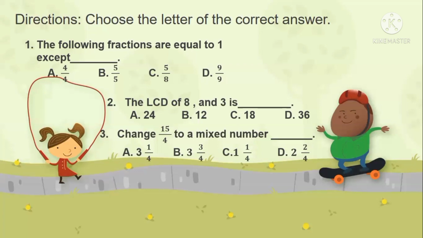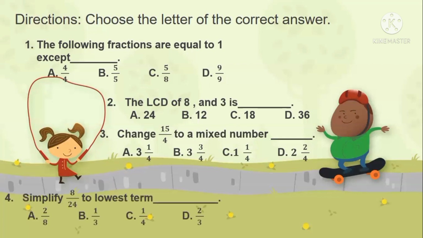You're done, children? Let's proceed with number 4. Simplify 8/24 to lowest terms. Again, I'll be giving you 10 more seconds to solve. Okay, 10 seconds is up. A. 2/8, B. 1/3, C. 1/4, D. 2/3. Now write the letter of the correct answer.